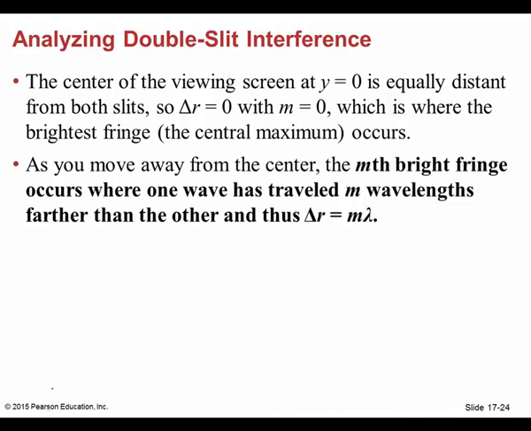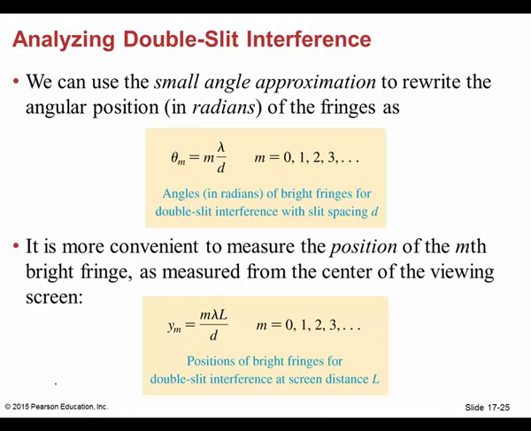So as you move away from the center, the bright fringe, the nth. Now, what is that? That's the maximum, whichever maximum it is, m1, m2, m3. A bright fringe occurs where one wave has traveled m wavelengths farther than the other, and thus delta R is equal to right there. Now, folks, I hope you're getting these equations. And honestly, the equations you need to concentrate on are in your text. They're highlighted in yellow, and they should be annotated. Most of them are. So, here we go.